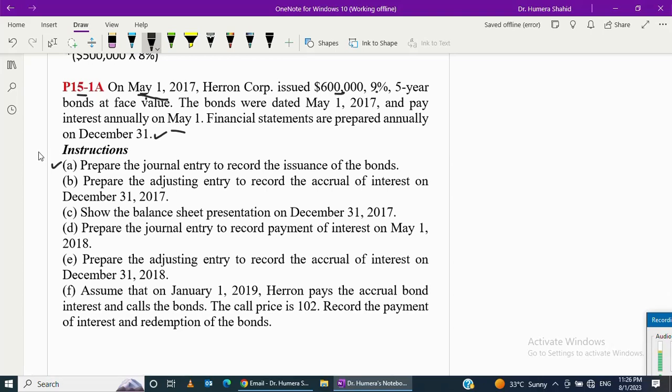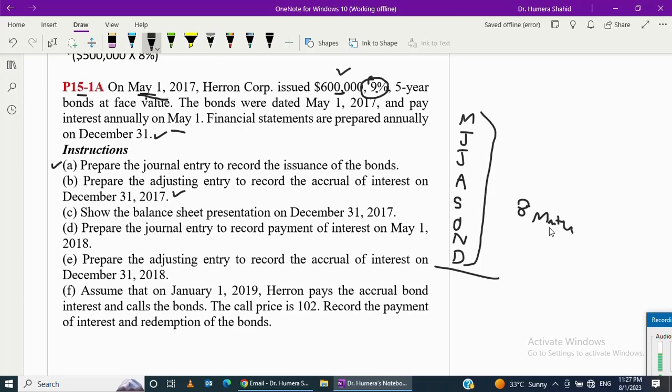600,000. Point number B, prepare the adjusting entry to record the accrual of interest on December 31st, 2017. So interest expense gets debit, interest payable gets credit. Let's calculate. 600,000 is the value of the bond. Rate of interest is 9%, but this is annual. We issued the bond on May 1st. So we need to pay the interest for May, June, July, August, September, October, November and December. On December 31st, these months' interest is accrued only. How many months are there? There are 8 months.